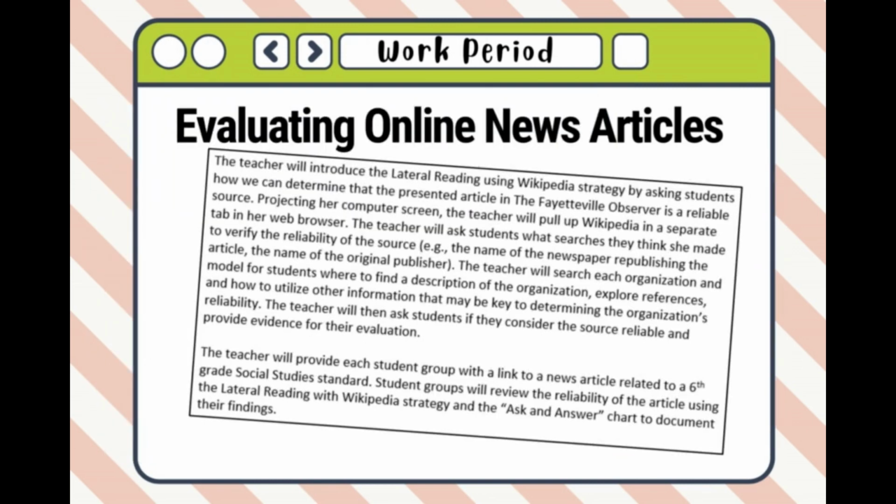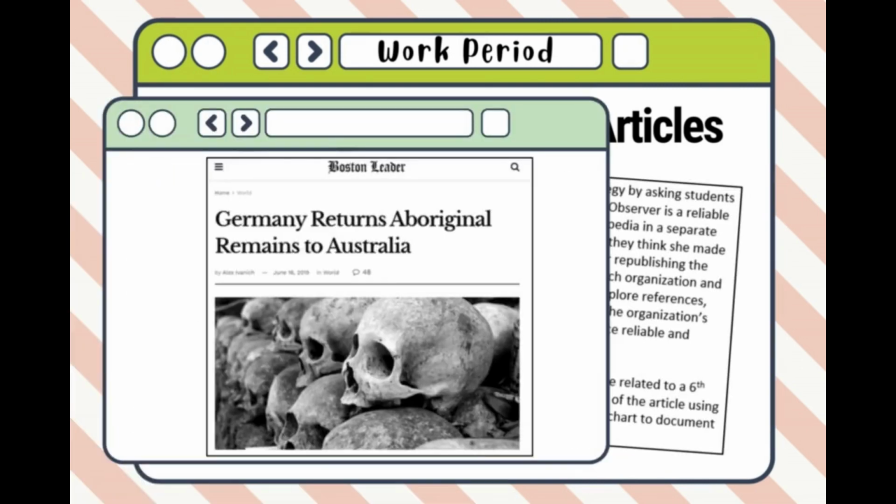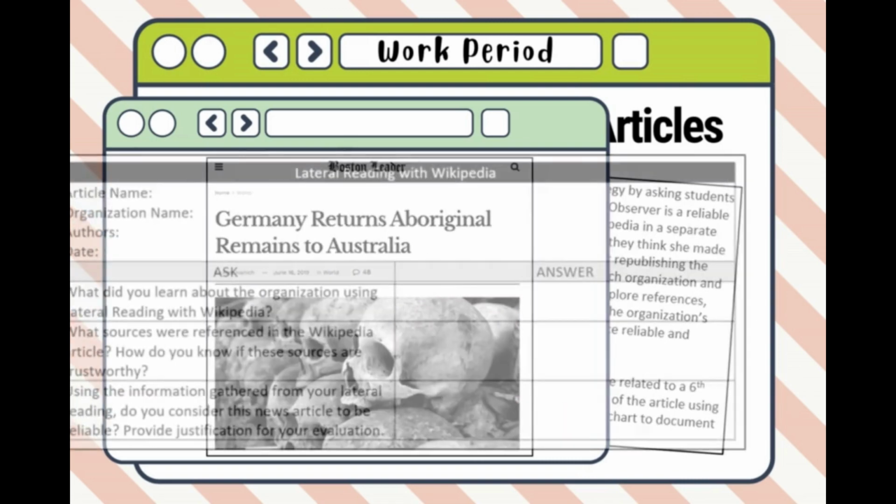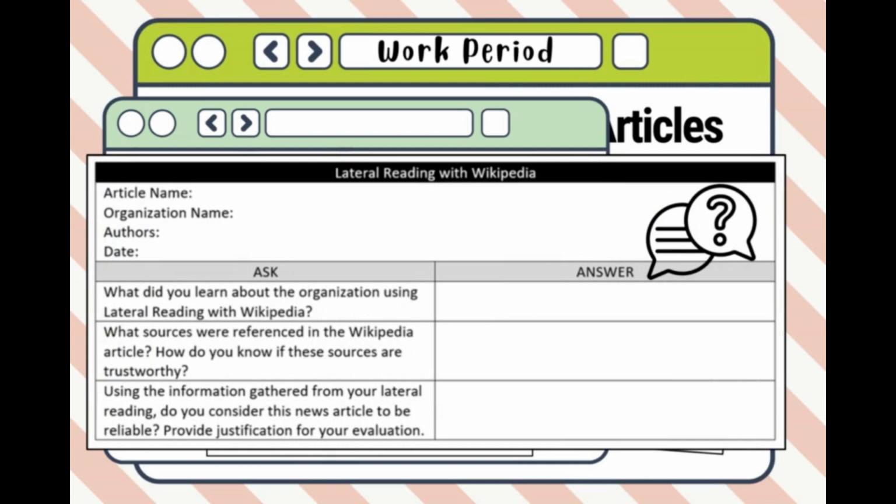I then presented students with a link to a news article related to 6th grade social studies standards. Students reviewed the reliability of the article using the lateral reading with Wikipedia strategies, as well as an ask and answer chart to guide their examination of online resources and document their findings.